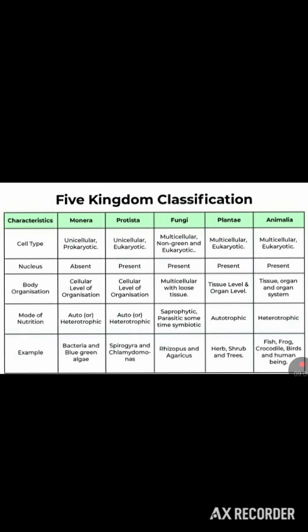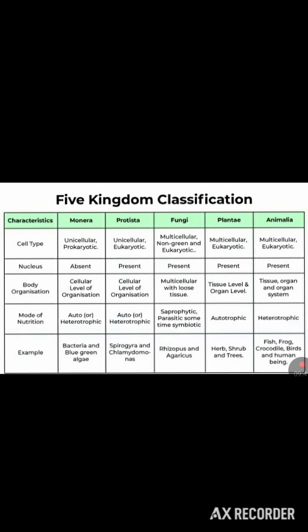Mode of nutrition of Kingdom Monera: they are mainly autotrophic, they prepare their own food, but some are heterotrophs. Kingdom Protista are mainly autotrophic and some are heterotrophs. Kingdom Fungi members are saprophytic. Saprophytes are those organisms which depend for food on dead organisms. Some are parasites, meaning that they live on the bodies of other living organisms and extract their nutrition from their bodies.